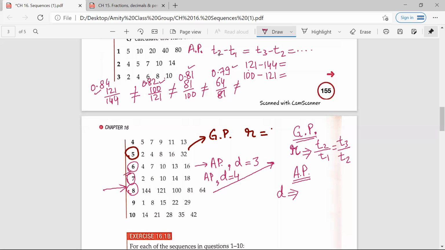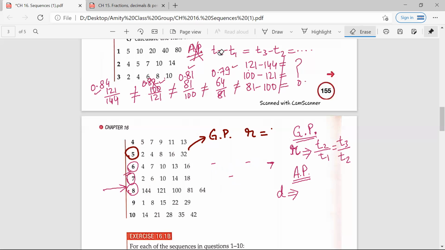So do you think these are equal? No need of giving me the exact answer, but do you think all these will be equal? No, they won't be equal. So our claim that it's neither an AP nor a GP is correct. Have we understood? Yes, sir.